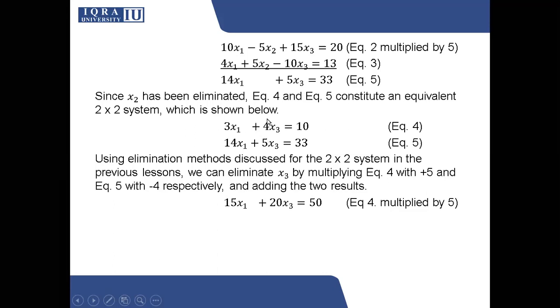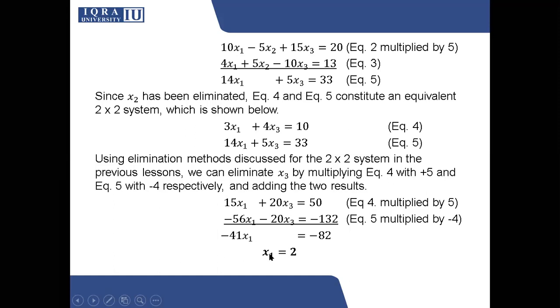Obviously you'll see that we can't add the two. They're not adding to give me a 0 x3 anywhere. So I need to multiply this equation as well and this equation as well. And that's exactly what I've done. I've multiplied equation 4 with plus 5, and I'll multiply equation 5 with minus 4. This is what happens, and when I add the two, x3 gets cancelled, and I have something in terms of x1. When I solve for x1, I get the value of 2.